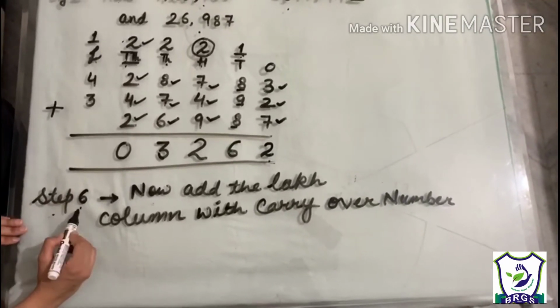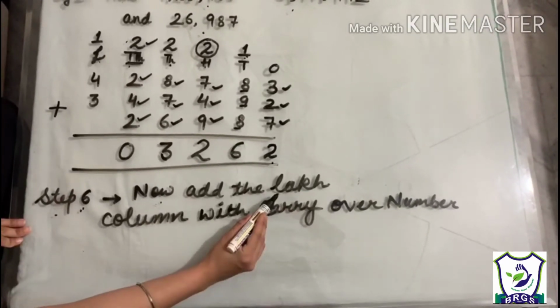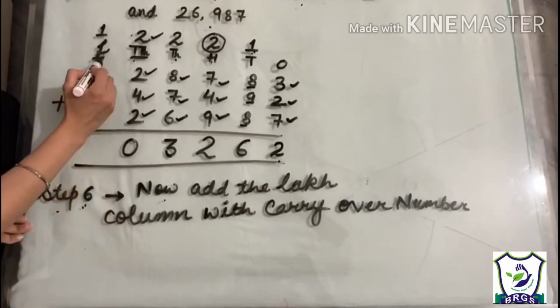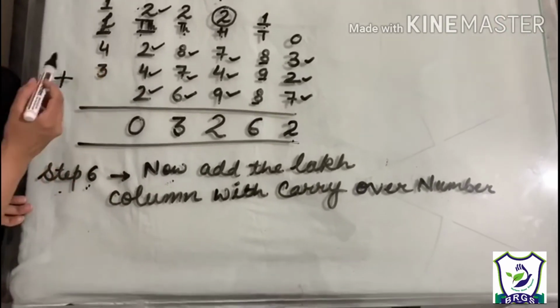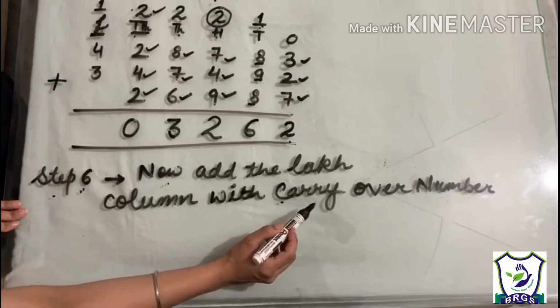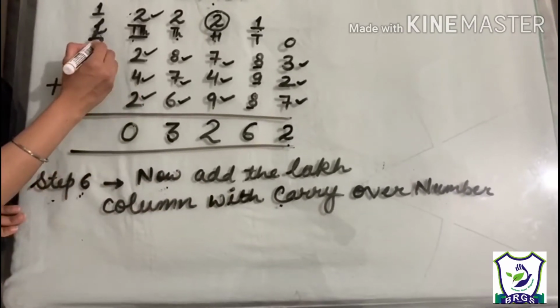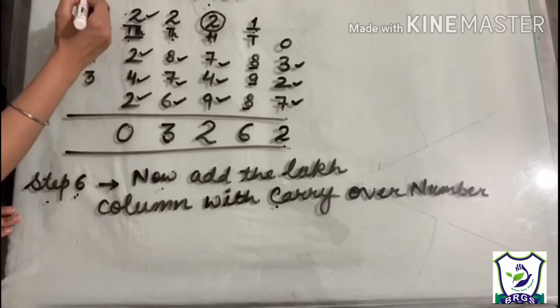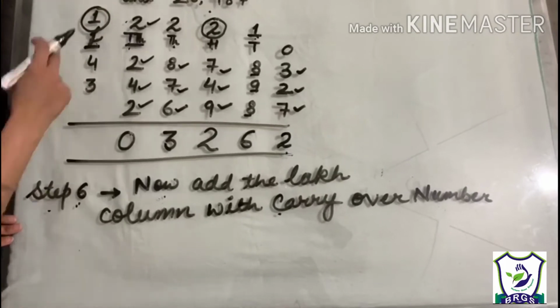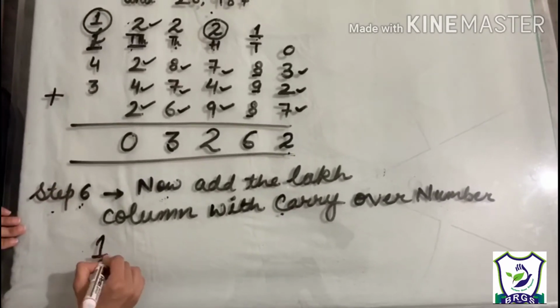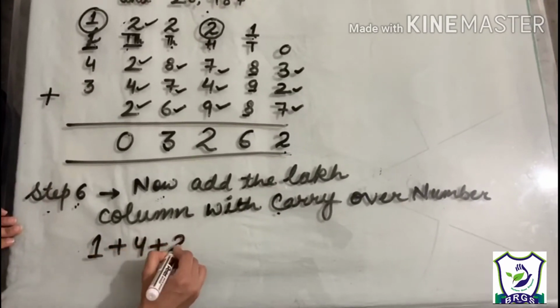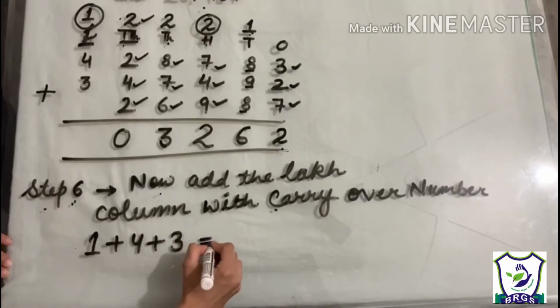Now our step number 6 is to add the lakh column. This is our lakh column. Now we are going to add the digits in the lakh column with the carry over number. The carry over in the lakh digits is 1. Now we are going to add these numbers as 1 plus 4 plus 3, which is equal to 8.